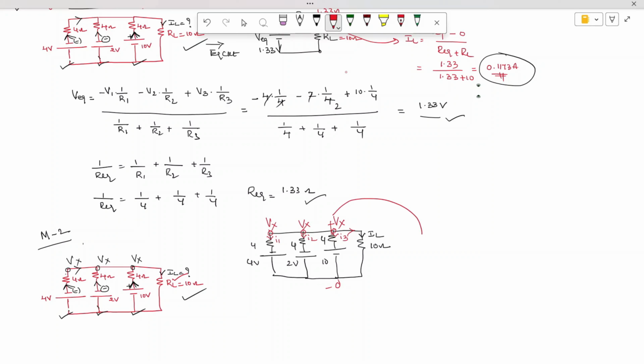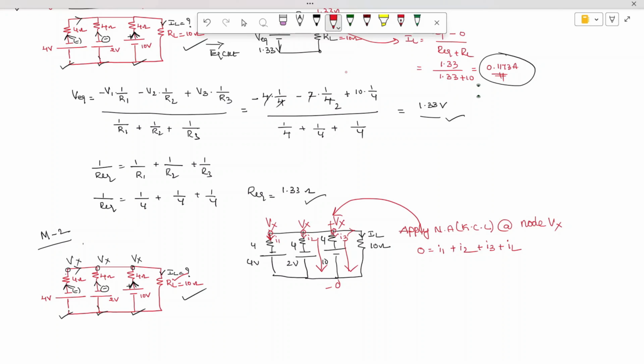In order to simplify it, I am going to apply nodal analysis, which is indirectly applying Kirchhoff's current law at node Vx. Here, are there any entering currents? No, all are leaving currents. Therefore, entering current is equal to 0. At this node, what is the leaving current? I1. Plus the next leaving current in this branch, which is I2. What is the next leaving current in this branch? I3. And what is the next leaving current? IL.